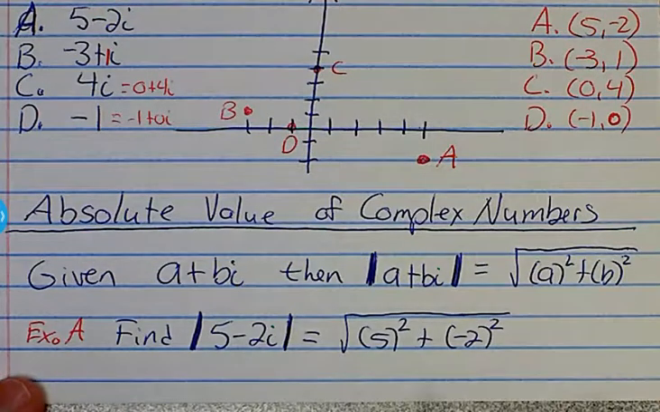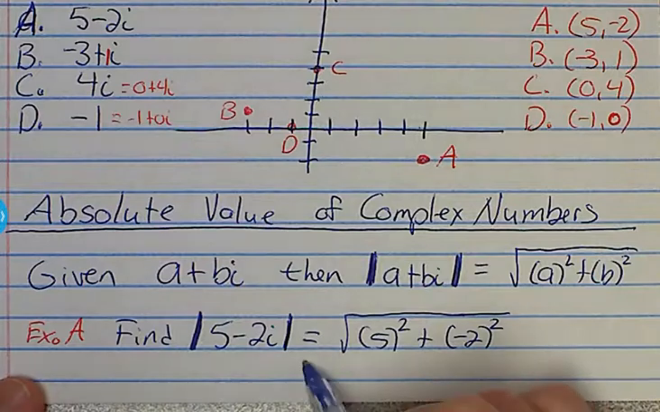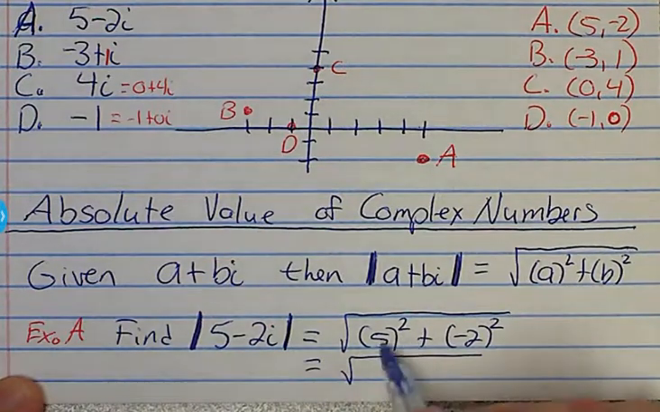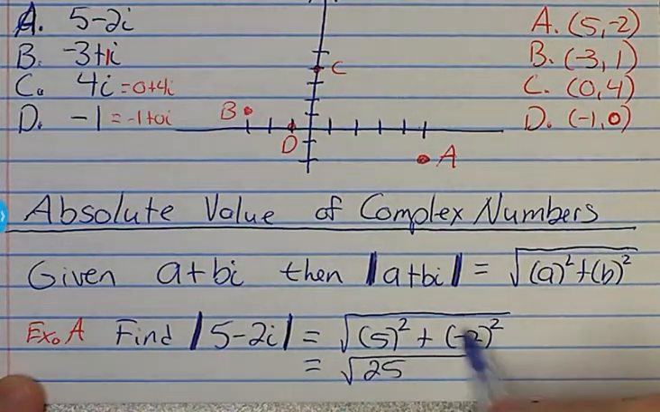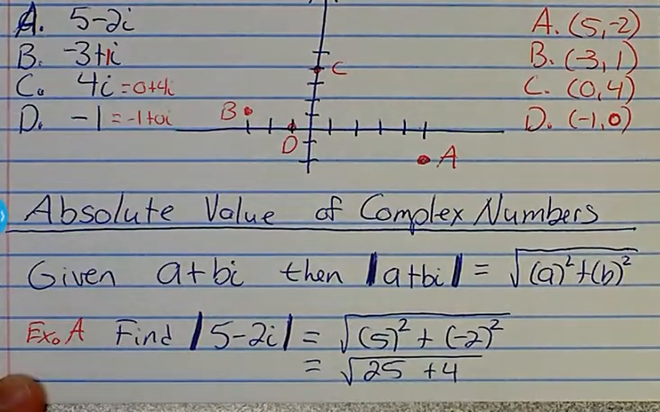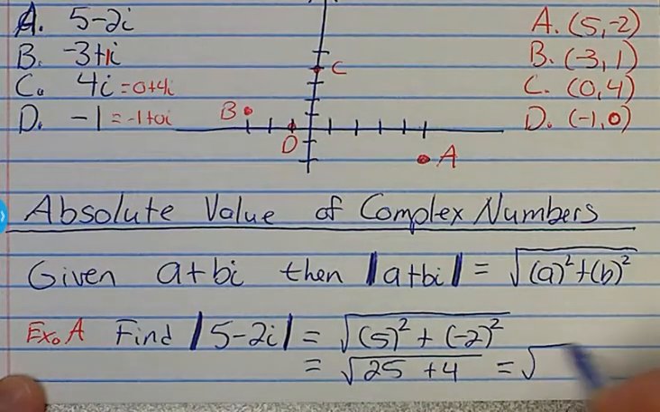Okay, and before you do anything on these, the first thing you have to do is square both of the numbers. So 5 squared is 25. -2 squared is 4. And once you've got both of those numbers squared, then you go back and add those two things together.